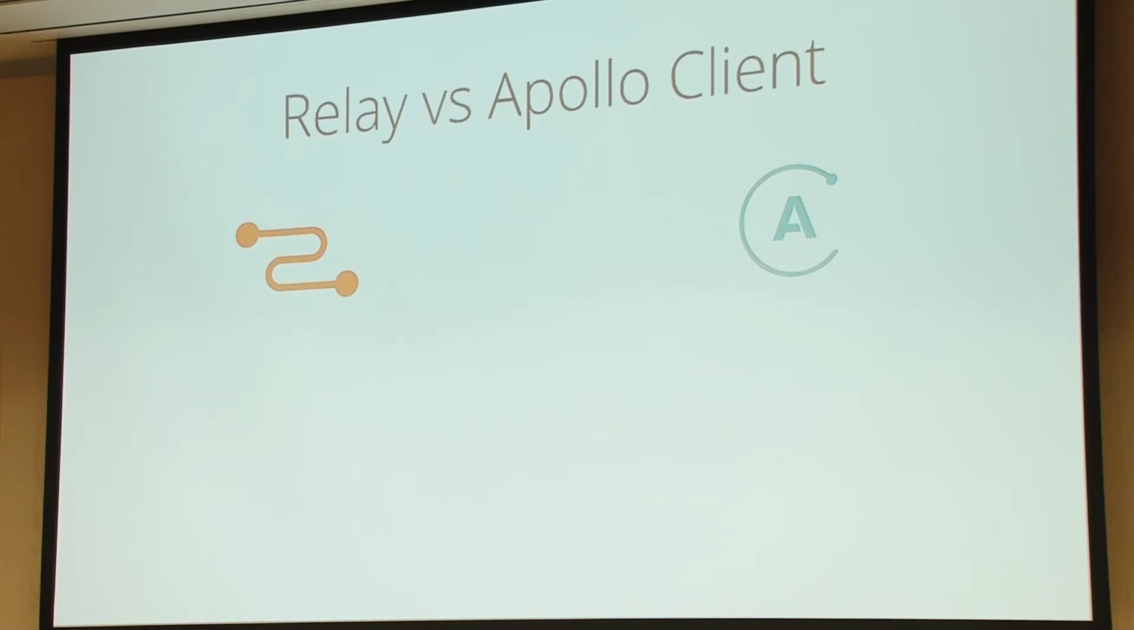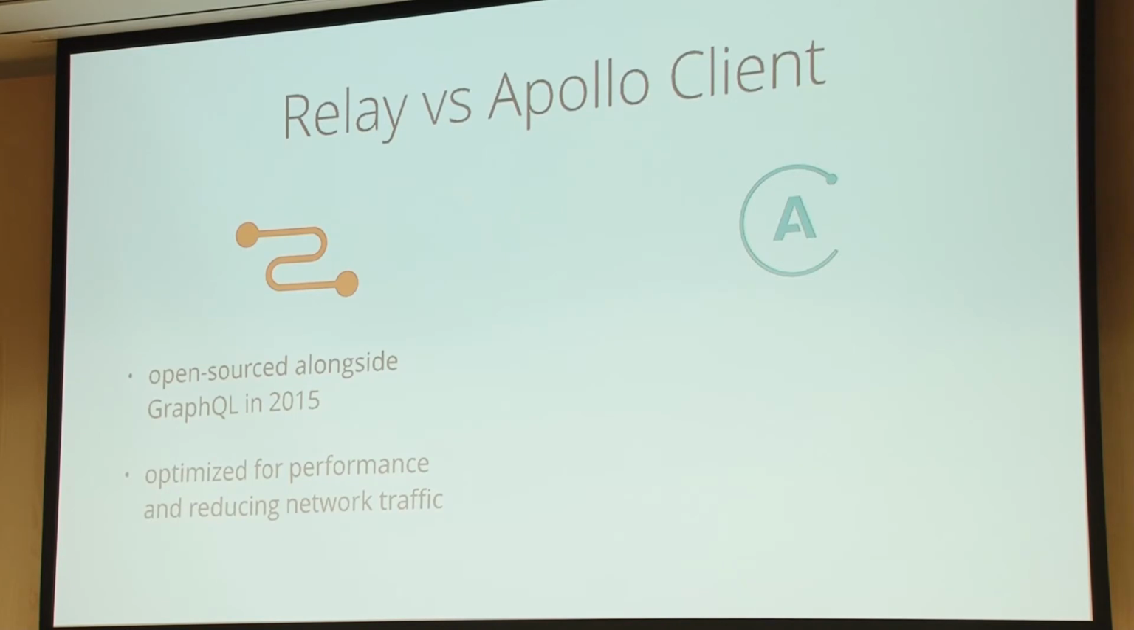And we have two big GraphQL clients at the moment, which are called Relay and Apollo client. And Relay is Facebook's homegrown GraphQL client that was open source alongside GraphQL in 2015. It's really heavily optimized for performance and to reduce network traffic. And it also comes with a notable learning curve. So if you're just starting out with GraphQL, Relay might not be the best choice for you to get started. There, Apollo has a much better approach.